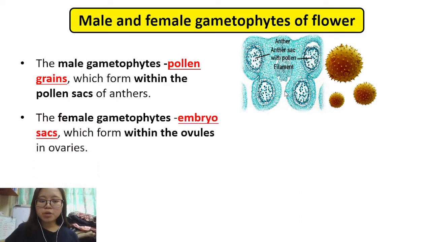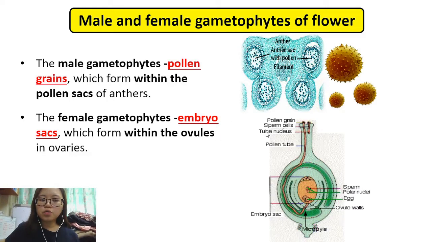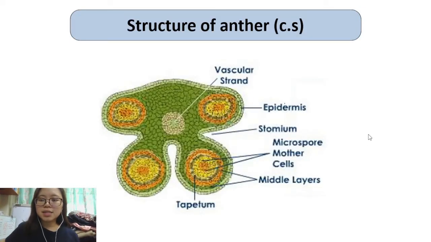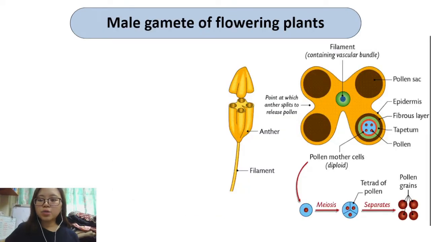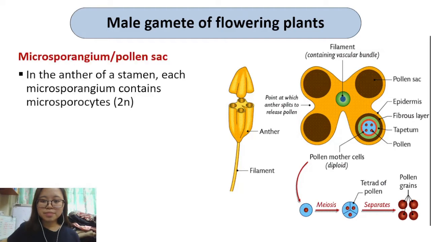And the female gametophytes, which are embryo sacs, will form within the ovules in ovaries. So this is an ovary. Inside is ovule. Inside ovule is female gametophyte called embryo sac. And this is a cross-section of an anther. And we are going to learn about how those male gametes will be formed. So if you're ready, let's begin the process of learning how a male gamete looks like.